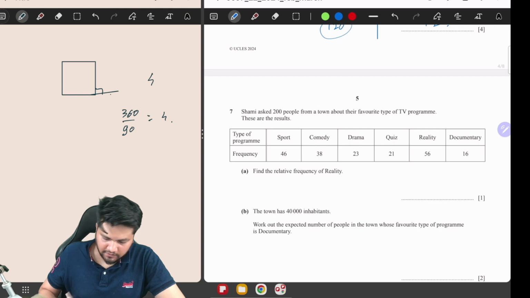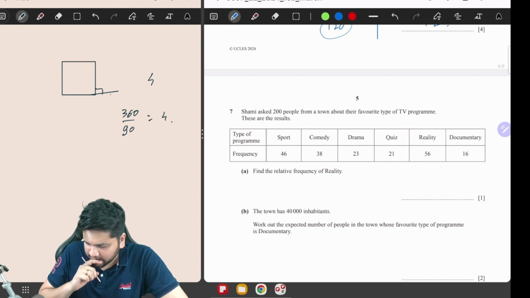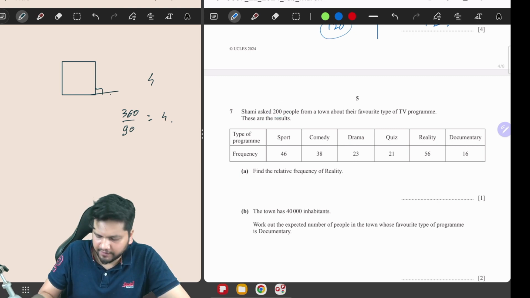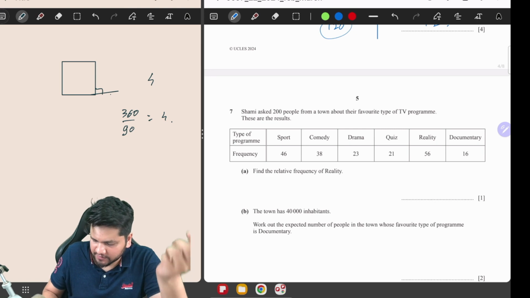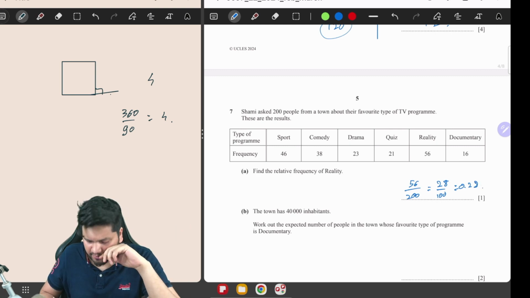These are the results. Given this data, find the relative frequency of reality programs. So this is what they're talking about. Here, 200 people have been surveyed. That's why the reality is 56 out of that. So it's going to be 56 by 200, which is 28 by 100, which is nothing but 0.28. So that's going to be the relative frequency.